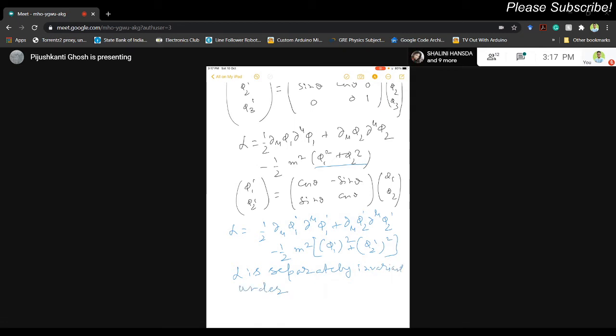So I should not say L, I should say the action. The action is separately invariant under Rx, Ry, Rz, or any combination of them using Euler angles. Okay. So this is the difference.